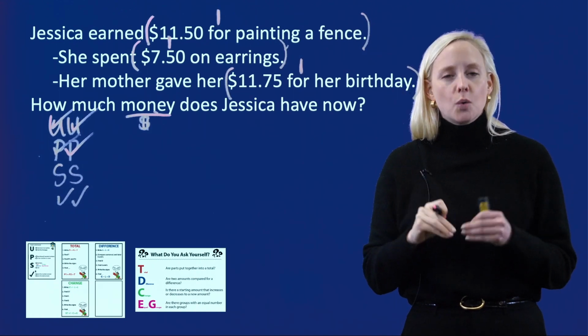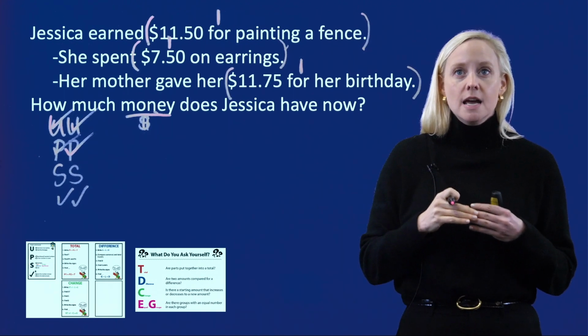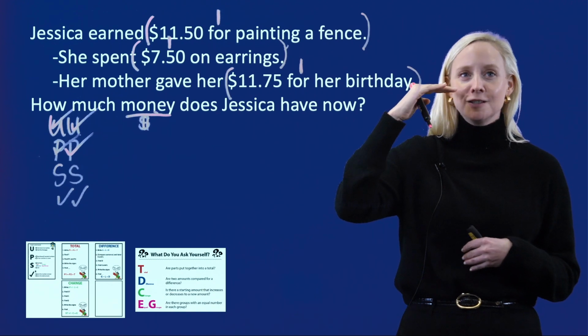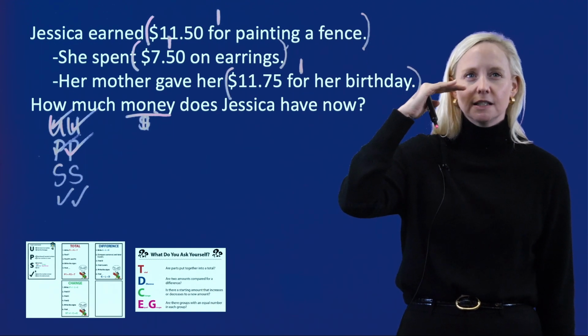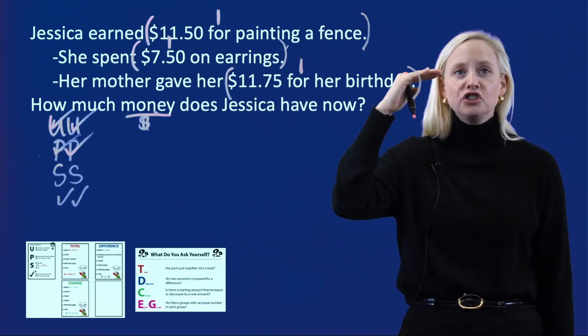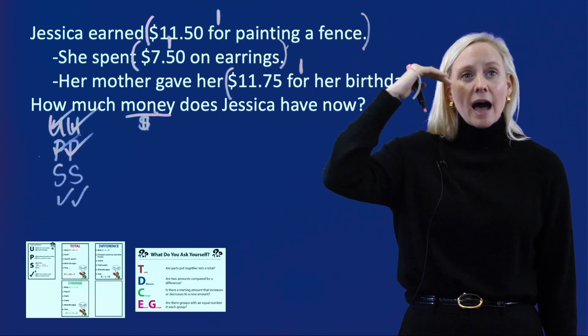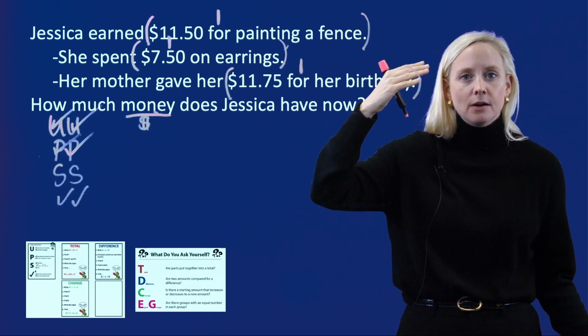So let's kind of break our question in our word problem up into parts to help us out. It says she earned $11.50 for painting a fence, okay? So that's what she started with. And then she spent $7.50 on earrings. So I had an amount and then something happened. What happened?